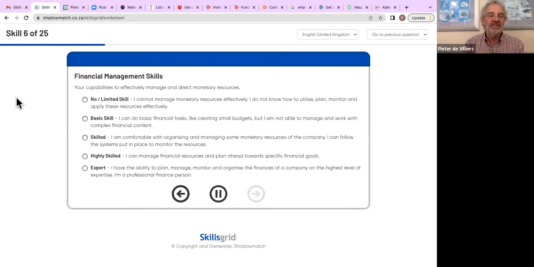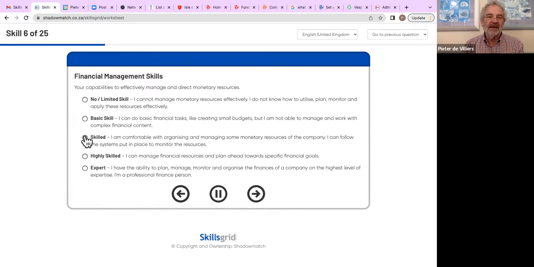We are on question 6 of 25. Let's push on a bit. Financial management skills: your capability to effectively manage and direct monetary resources. No or limited skill, basic skill: I'm comfortable with organizing and managing some monetary resources of the company. I can follow the system put in place to monitor the resources. Highly skilled: I can manage financial resources and plan ahead towards specific financial goals.